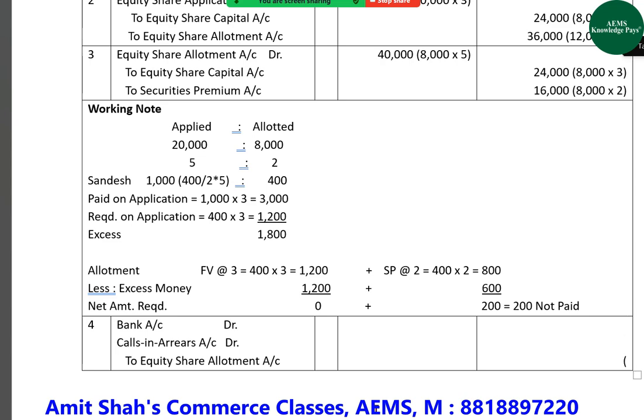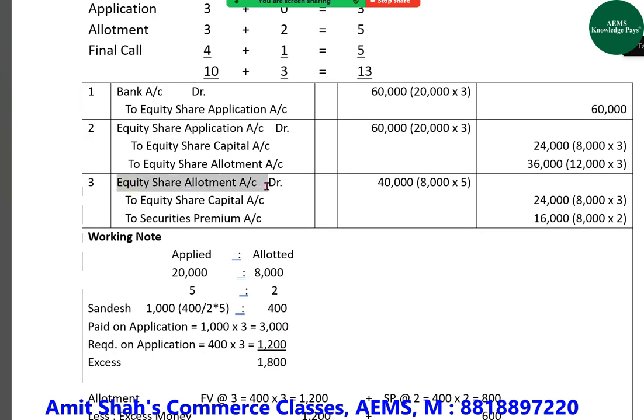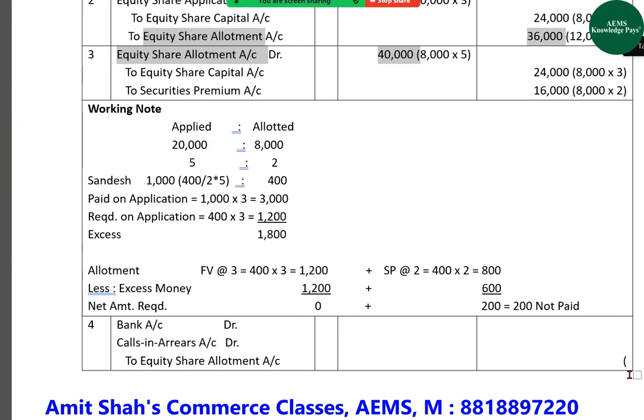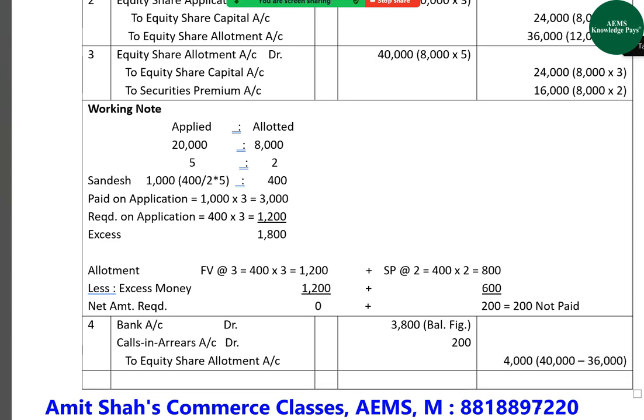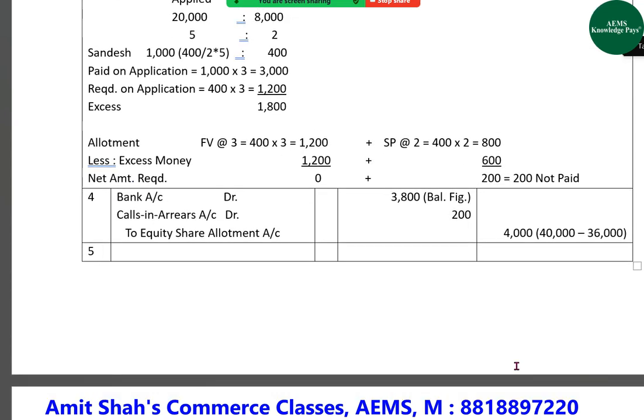Equity share allotment account would show a net debit balance. That is 40,000 minus 36,000, which means 4,000. So upon allotment, the company requires only a net amount of 4,000. Out of that, Sandesh has not paid rupees 200. It means the company has received a net amount of 3800 from other shareholders including Monish. Right, guys?